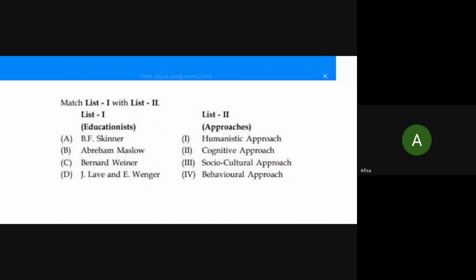So B.F. Skinner is related with the behavioral approach. Abraham Maslow, humanistic approach. Weiner is associated with the cognitive approach. J. Lave and E. Wenger is associated with the socio-cultural approach.